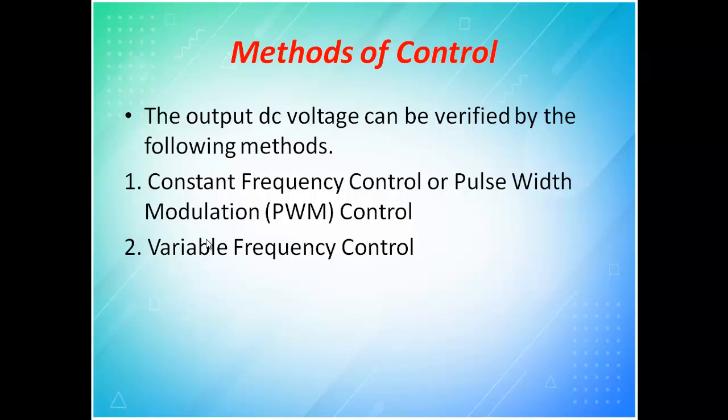Now, methods of control, that is the second topic in your unit number 3, control strategy. Control strategy is nothing but method of control. So how can we control the chopper or converter? There are 2 types of control. One is called constant frequency control, where the frequency is kept constant, and what you change is the T on and T off. You can increase T on or decrease T on, but the total time period should be kept constant.